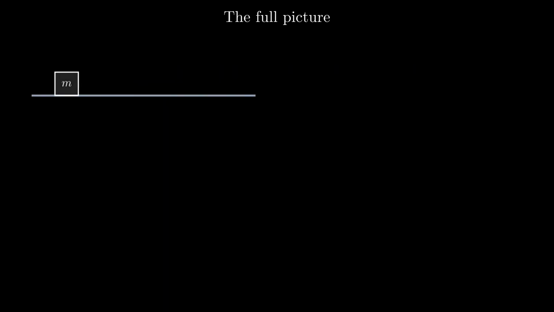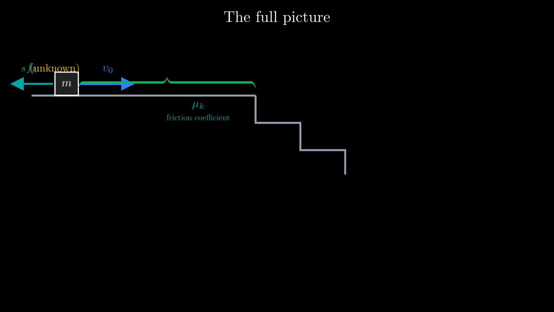A block of mass m begins with speed v0 sliding along a horizontal floor. Kinetic friction with coefficient mu sub k slows it steadily over a distance s. At the edge, it launches horizontally off the top of a staircase and becomes a projectile. It falls past 3 steps, each with a rise h and a run d, striking the far end of the third stair. That landing point sits 3d across and 3h below the launch. Our unknown is s, the slide distance.